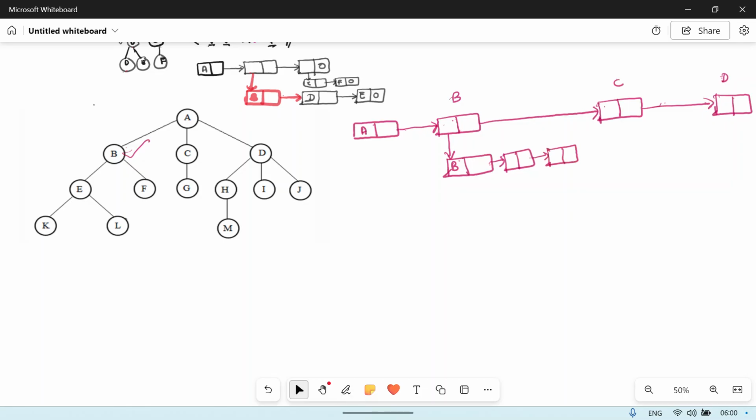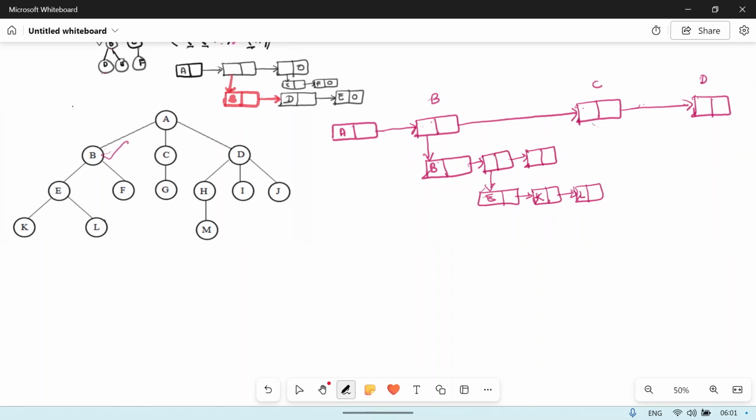Now B's left child is E. Correct? Is it having child nodes? Yes. So you shouldn't write it in the same line. It should come to the next line. So E will come here. And E is having two child nodes, one is K and the other one is L. Now see if K is having child nodes. No, K is not having any child nodes. So write K here itself and L also here itself. This is how it is done.